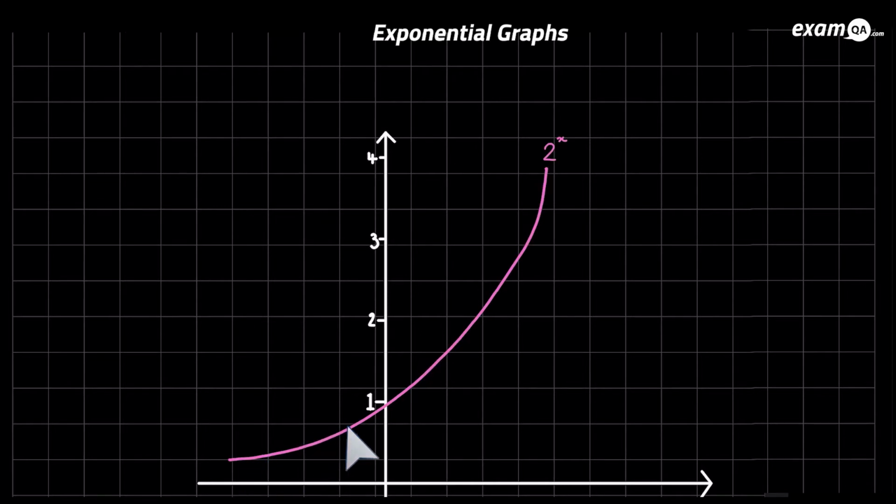Also notice that it crosses 1 on the y-axis. Of course, if you put x as 0, 2 to the power 0 is 1. Let's look at another exponential graph.